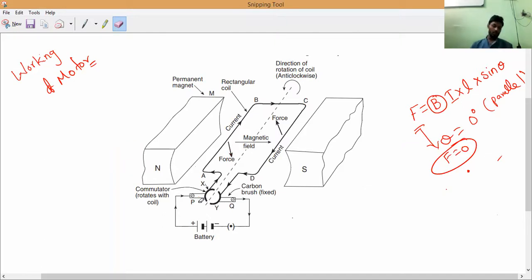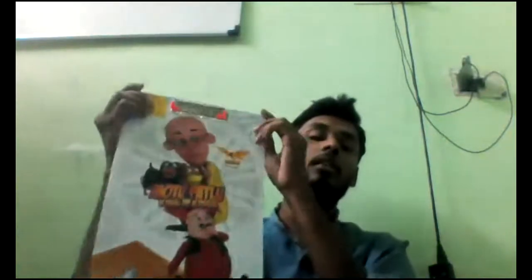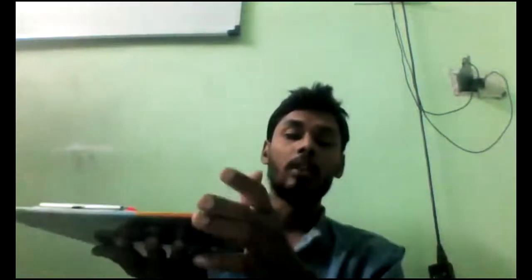So now you can see. Imagine my pad is my rectangular coil. This is the A side, this is the B side, and this is C and this is D side. Now imagine this is my coil. This is A, this is B. The current is passing like this and the magnetic field is acting like this, so the force is acting downwards. Here the current is acting downwards, and the magnetic field is acting still like this, so the force is acting upwards.